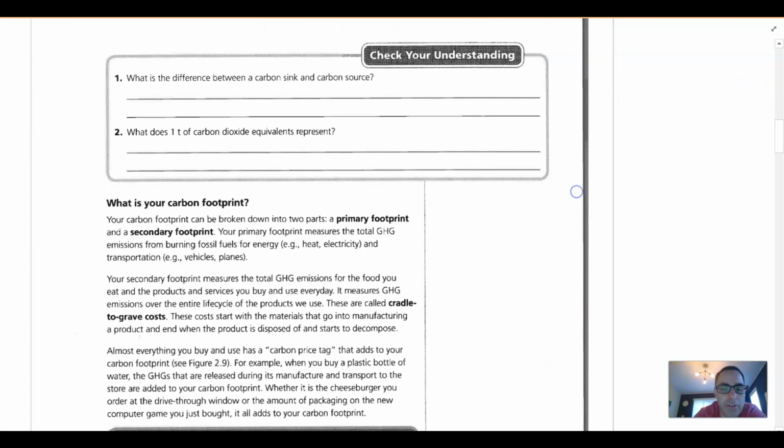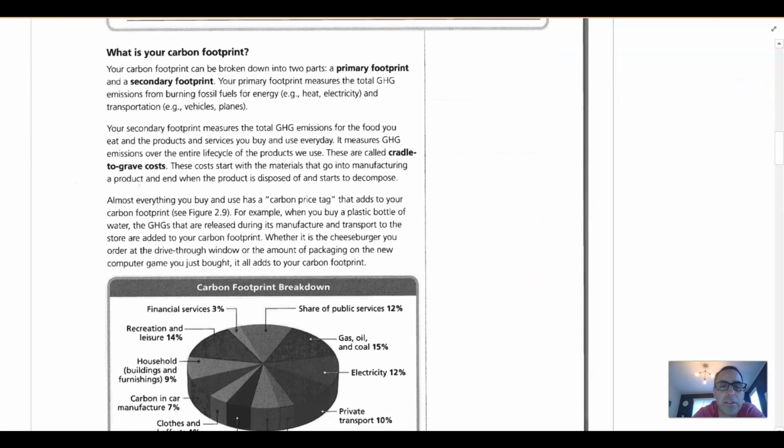Okay, we're just going to jump ahead and look at a few last things here. So what is your carbon footprint? What does this mean for Joe Blow and the public? Your carbon footprint can be broken down into two parts, and these are important. We have a primary footprint and a secondary footprint. Here, I'm going to use a different color for secondary.